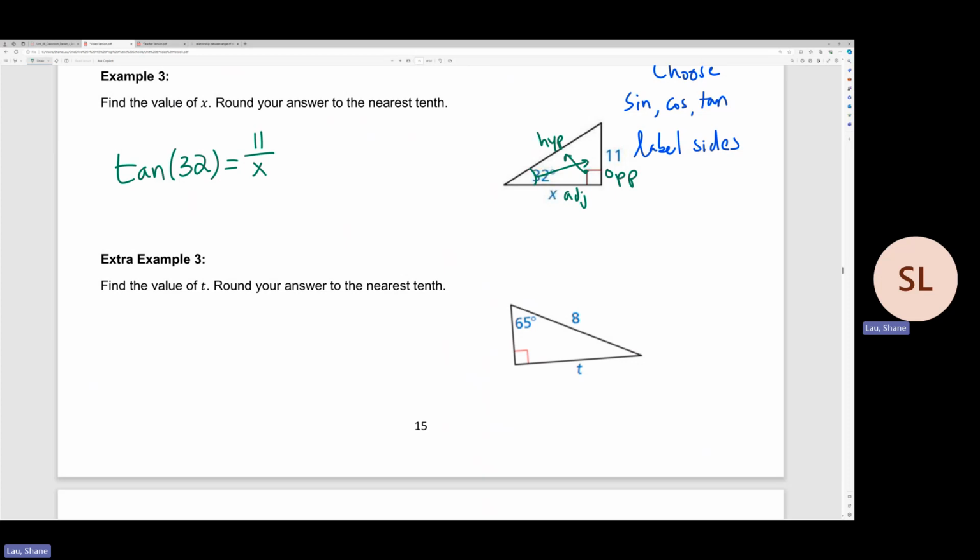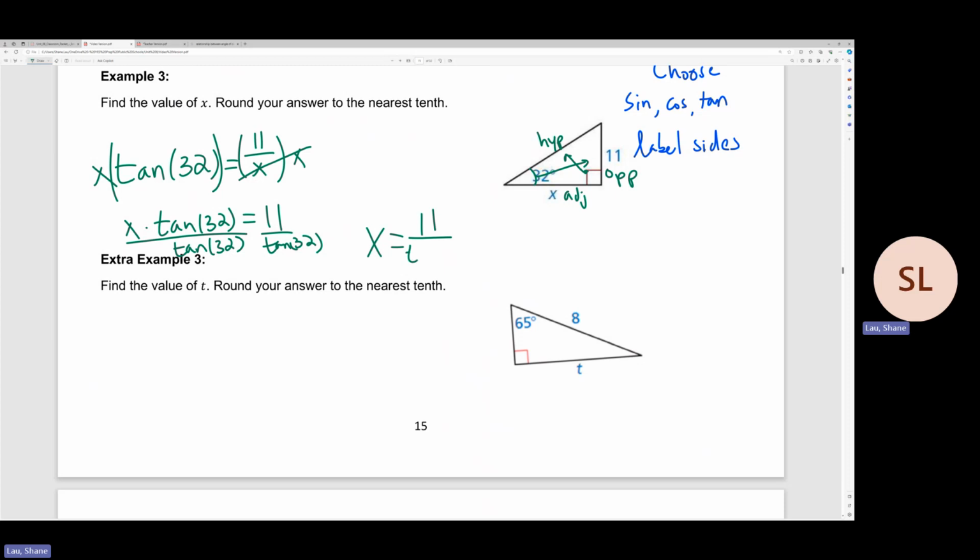Well, a lot of us want to multiply by 11, and that doesn't make any sense. Okay, don't multiply by 11. Don't divide by 11. It's just not going to make sense. Multiply by x to get x by itself. Okay, which sounds counterintuitive, but you'll see why. If we multiply the x's, these ones are going to cross each other out. We get x times tangent of 32 equal to 11, and then we're just going to divide by the tangent. Don't make things more difficult on yourself. Okay, so tangent of 32. And what we get as a result of this is x equals 11 over tangent 32.